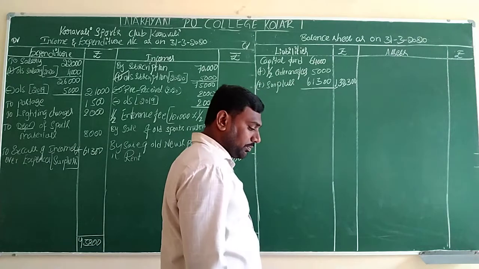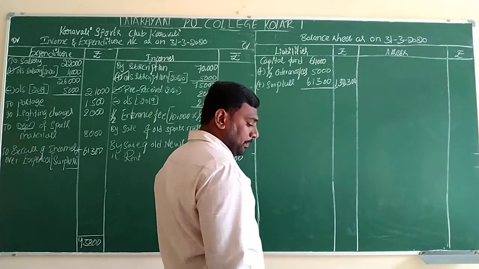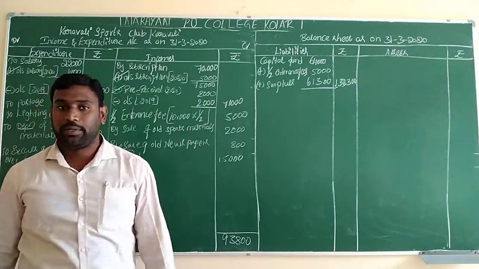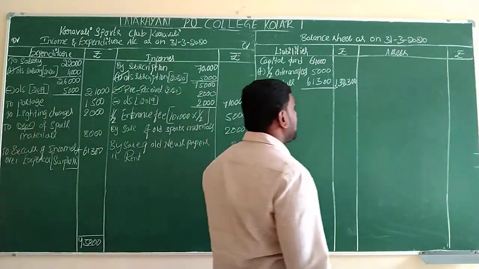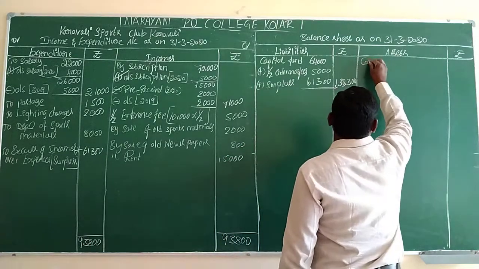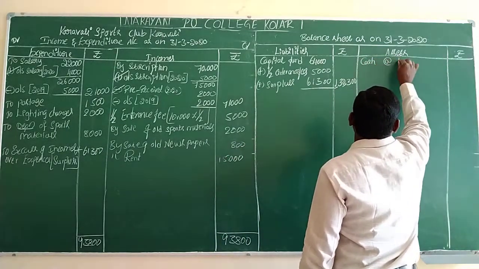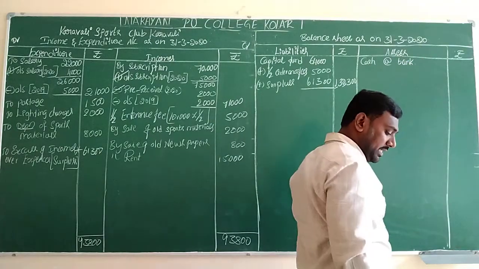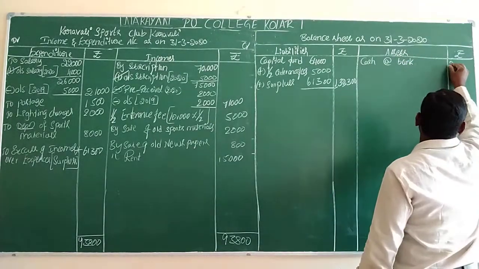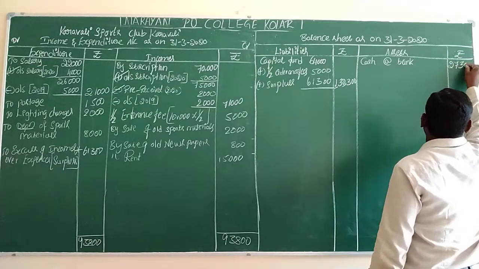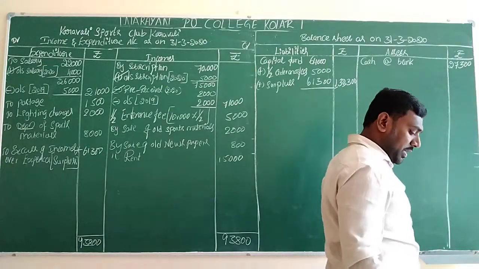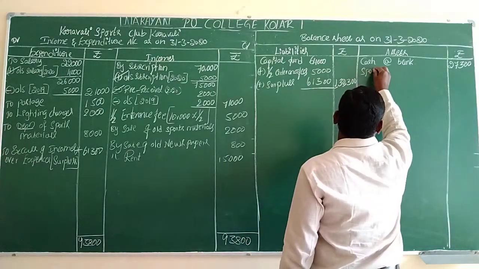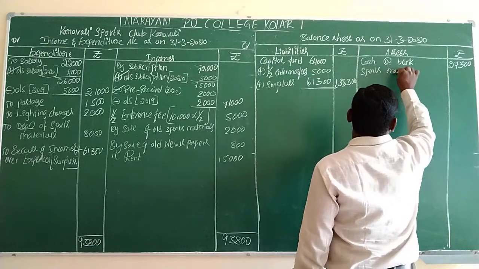Next, are any other liabilities given in the old balance sheet? No other liabilities. Let's come to the asset side. On the asset side, the first point given is cash at bank. Cash at bank is given, actually 27,300. After that we have sports materials.